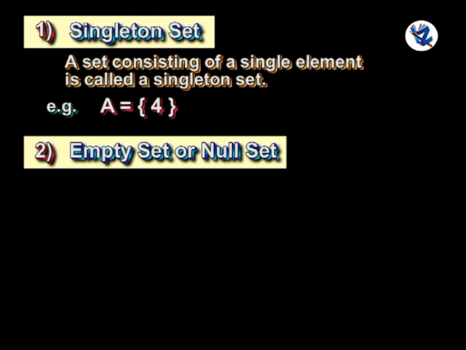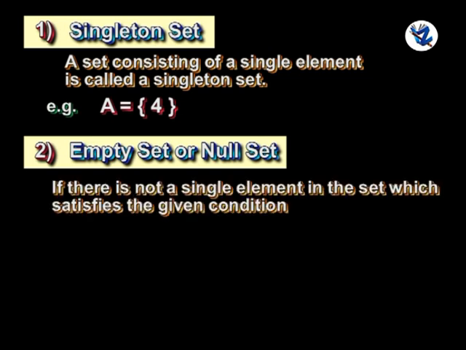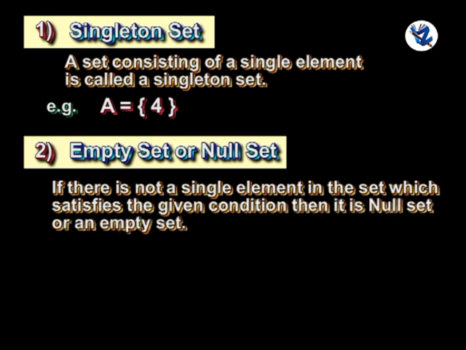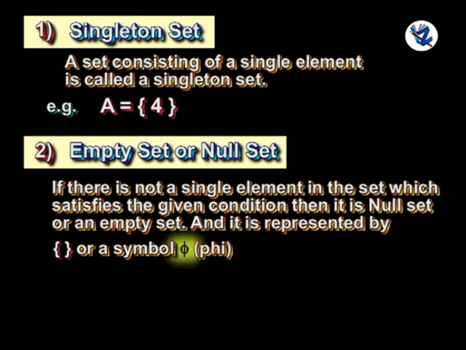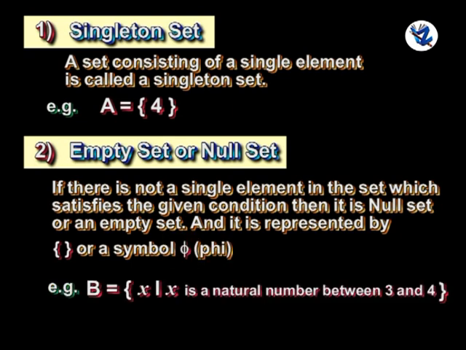Empty set or null set. If there is not a single element in the set which satisfies the given condition, then it is a null set or an empty set, and it is represented by these curly brackets or a symbol like this known as phi. B is equal to {x such that x is a natural number between 3 and 4}. Therefore, B is equal to { } or phi.